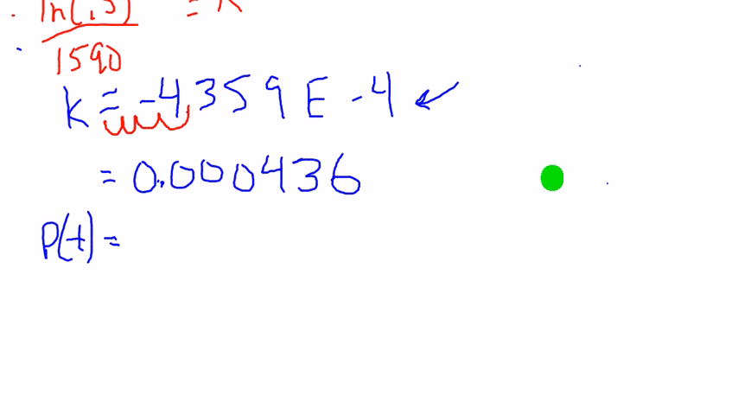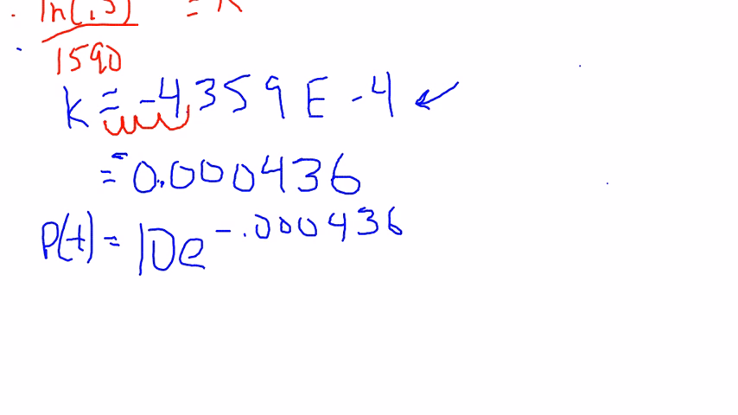So I'm going to plug that K value into the equation. Oh, what did I not do? There's a negative sign there. So that's a negative decimal. P of T is 10 e to the negative 0.0004 36 t.